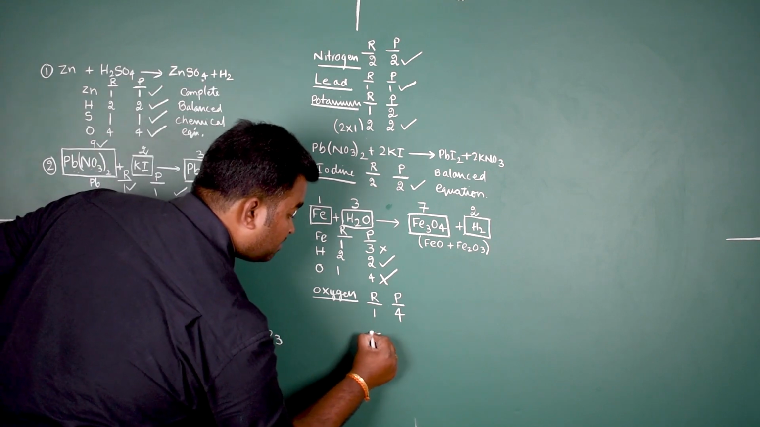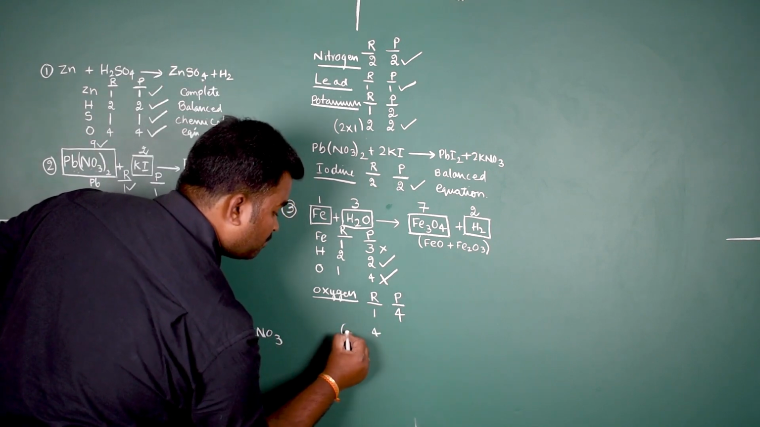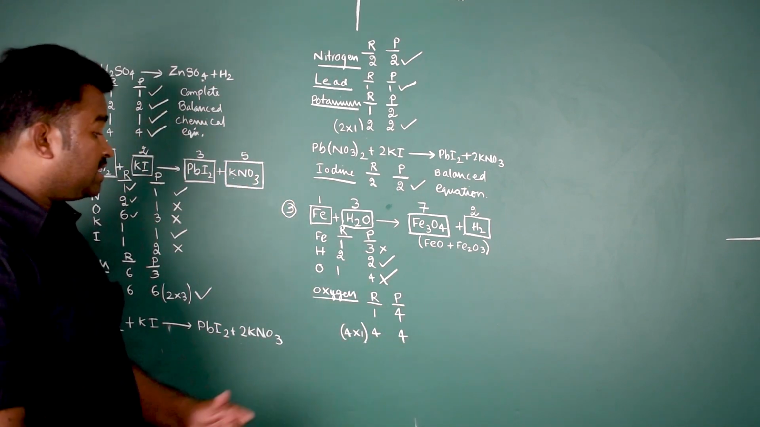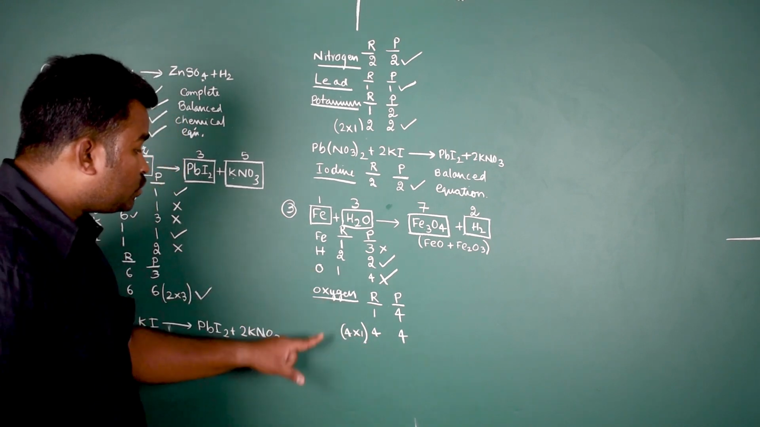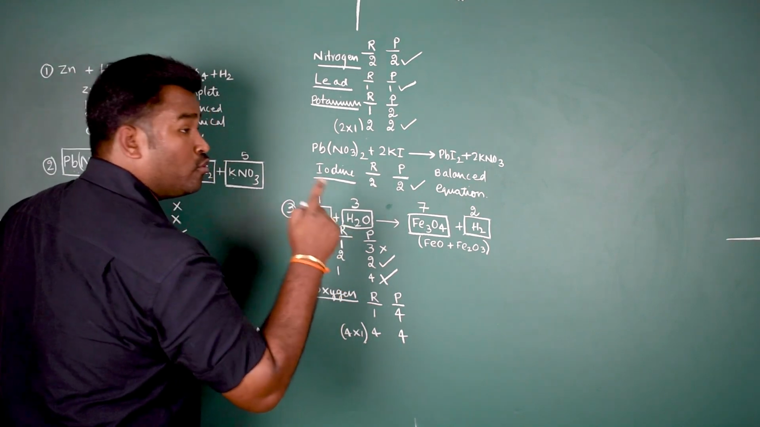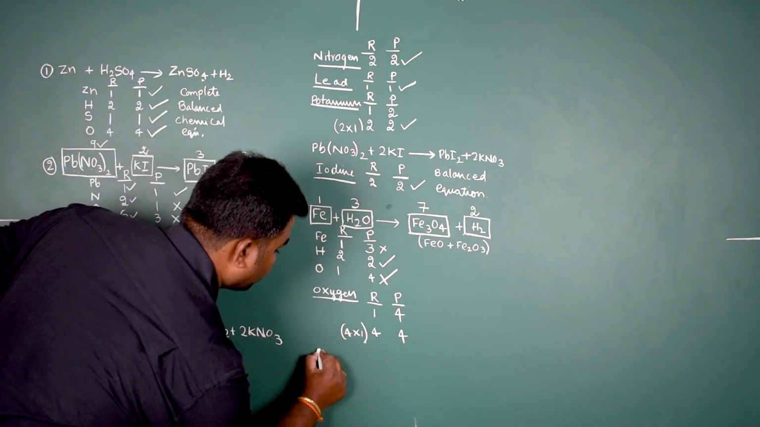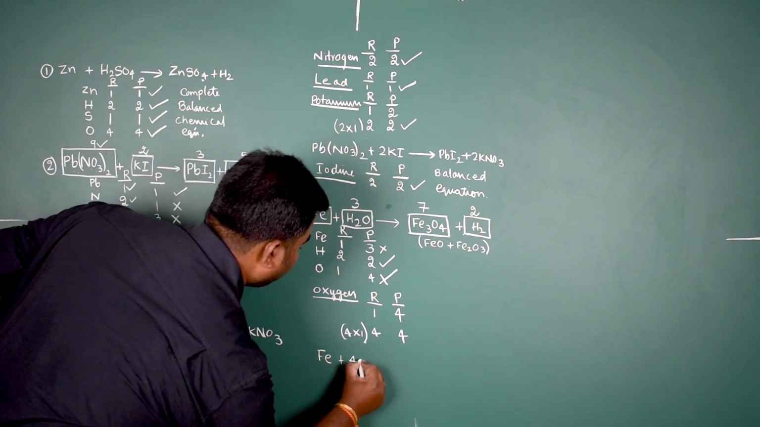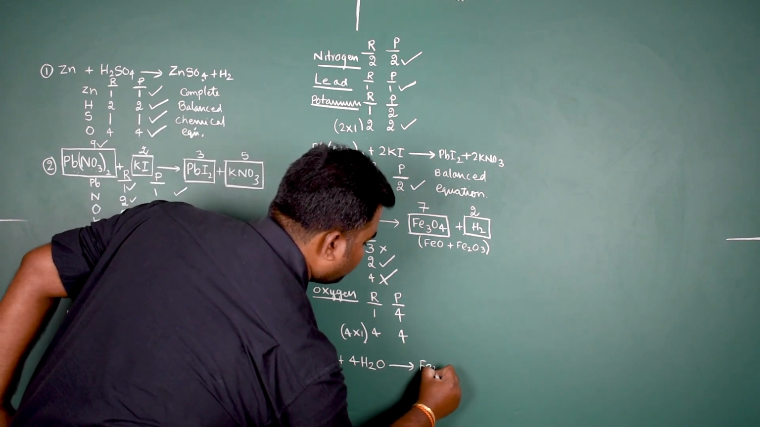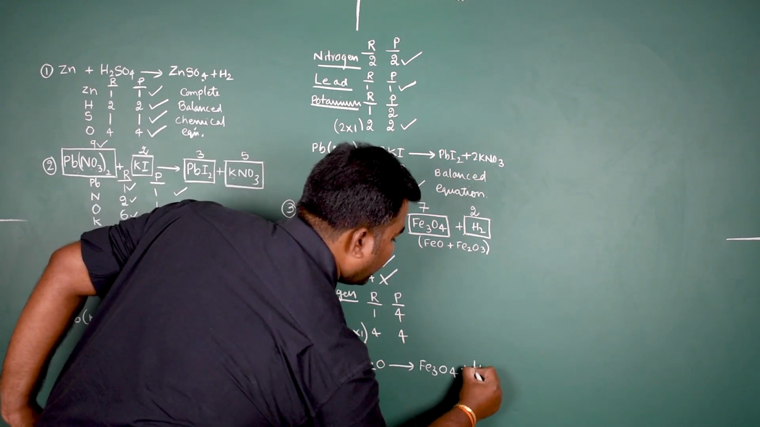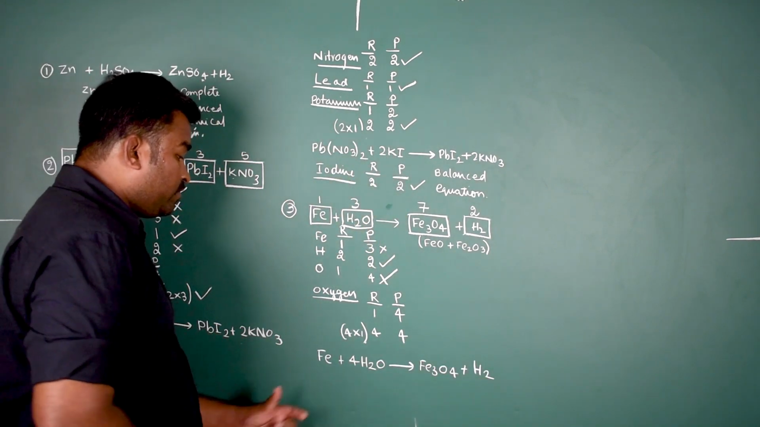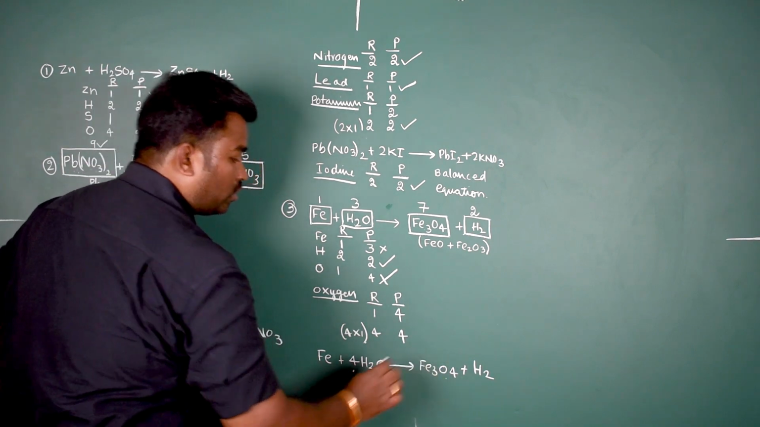So that means to make this 4, I have to multiply this 1 by 4, and here also it is 4 now. That means on the reactant side I have 1 oxygen. I have to change the stoichiometric coefficient here to 4. So my new equation will be what? Fe plus 4H2O will become Fe3O4 plus H2. So this becomes my new equation. Now from this equation, if you look, oxygens, 4 oxygens, balance.